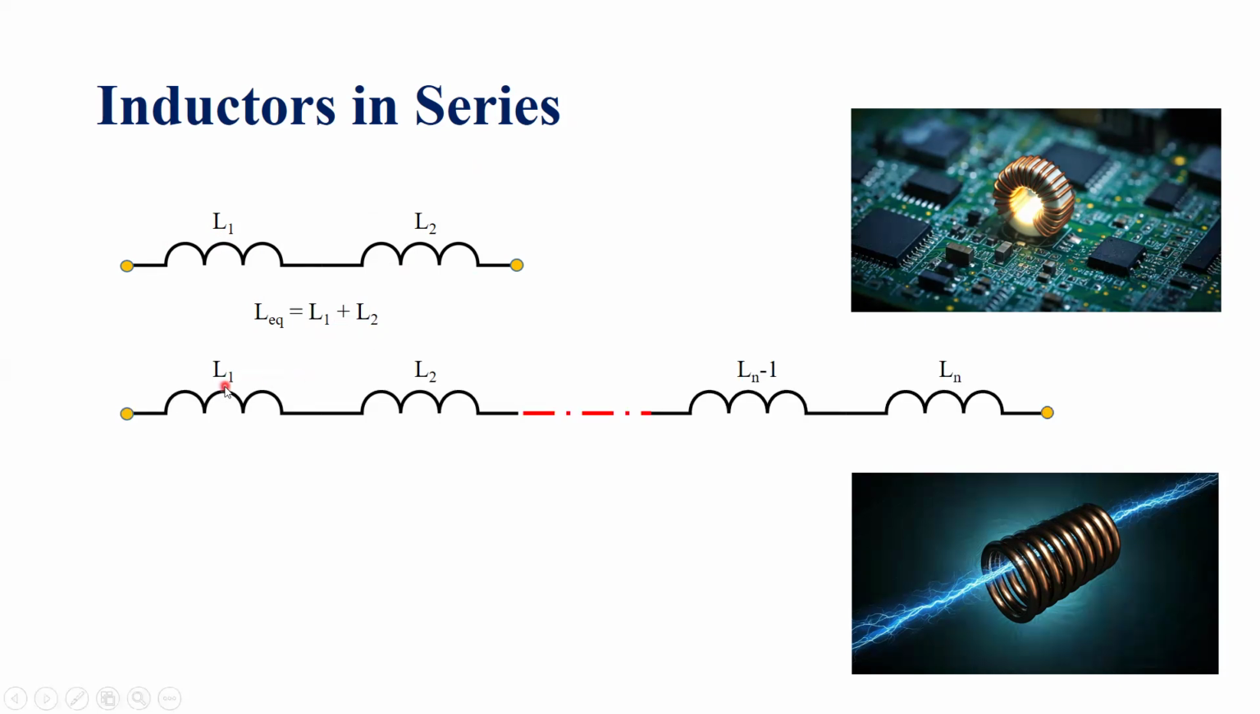What if there are n number of inductors connected in series, starting from L1, L2, Ln minus 1 up to Ln? So if there are 10 inductors connected as shown, this would be inductor 1, 2, up to this would be 9, and this would be the 10th inductor. In this case, the net inductance or L equivalent would be the sum of all the individual inductors, that is L1 plus L2 plus up to Ln minus 1 plus Ln.